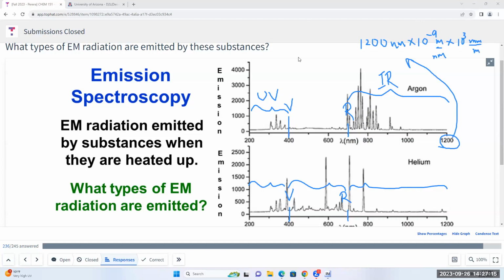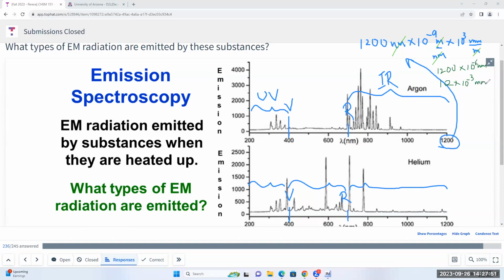So let me just do my favorite thing here. Nanometers cancel out, meters cancel out. You're going to get the answer in millimeters. Now you see that this value is 1200 times 10 to the power of minus 6 meters. It is like 1.2 times 10 to the power of minus 3 meters, which is much less than a millimeter.